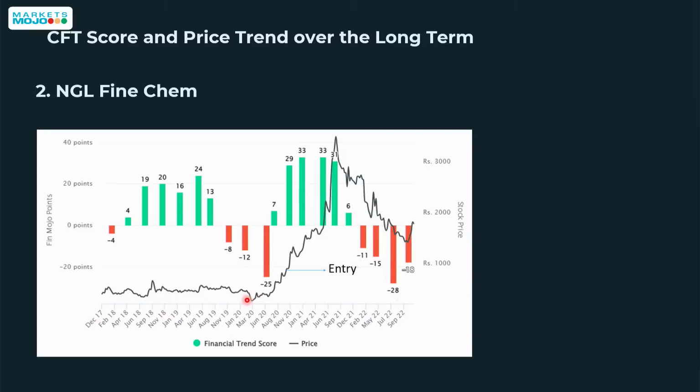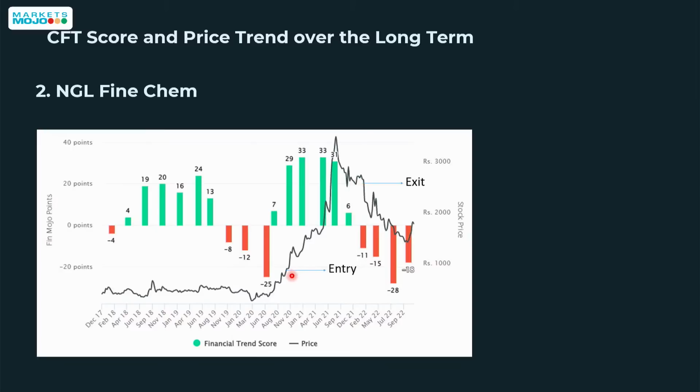We entered over here. Now if you see this, the company had a minus 25 CFT score, which increased directly to 7, a 32-point increase. And we made our entry over here. When did we exit? We exited over here when the company started declaring negative results.